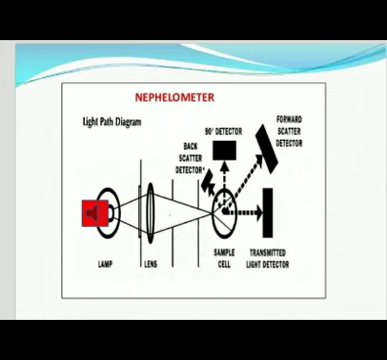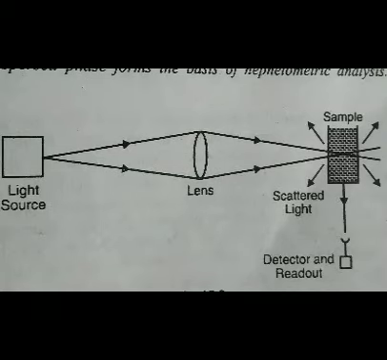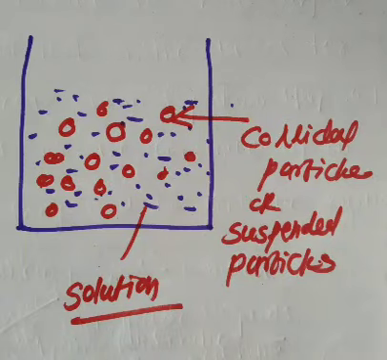In analytical chemistry, we measure or detect the concentration of suspended particles on the basis of these light scattering properties. This light scattering property is detected by the instrument known as the nephelometer.